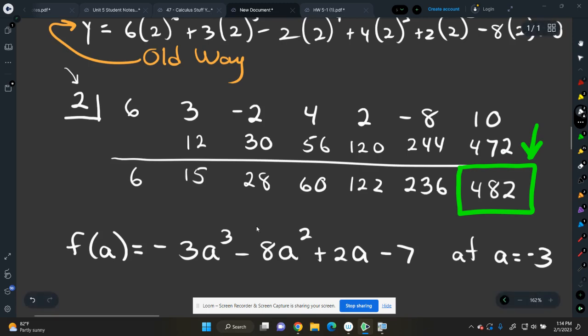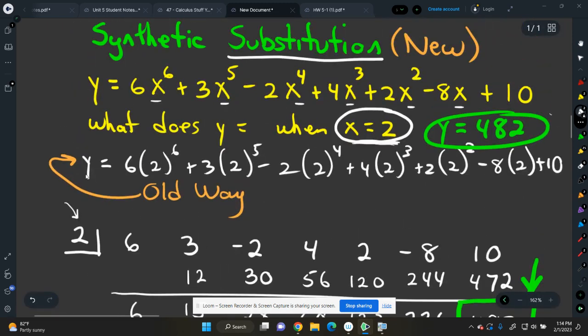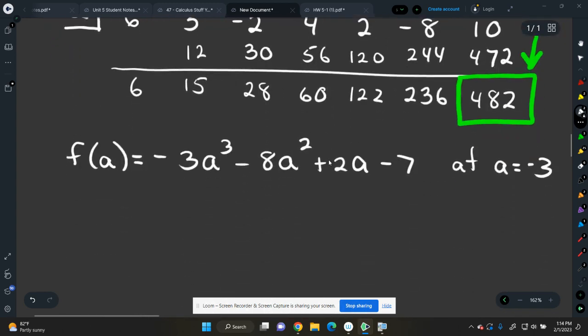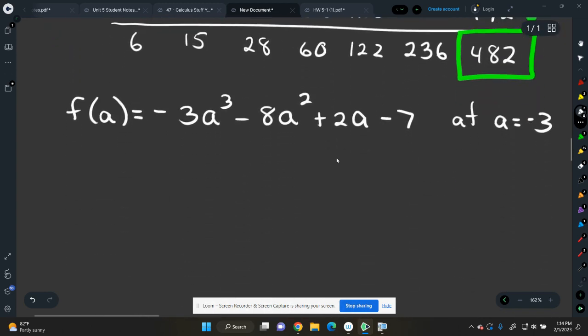So this looks different because in the example I gave you, I said y. Well, f of a is the same thing as y. f of x, f of a, f of b, it doesn't matter. It's the same thing as y. So what are we going to put in our corner? Negative 3. Okay, and then we list our coefficients: negative 3, negative 8, 2, negative 7.